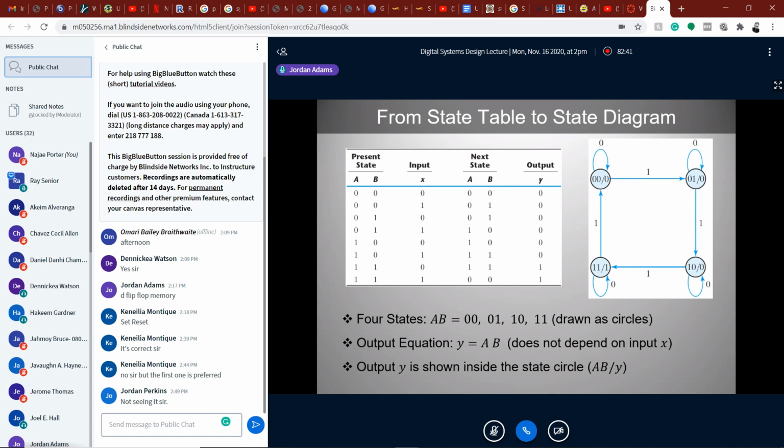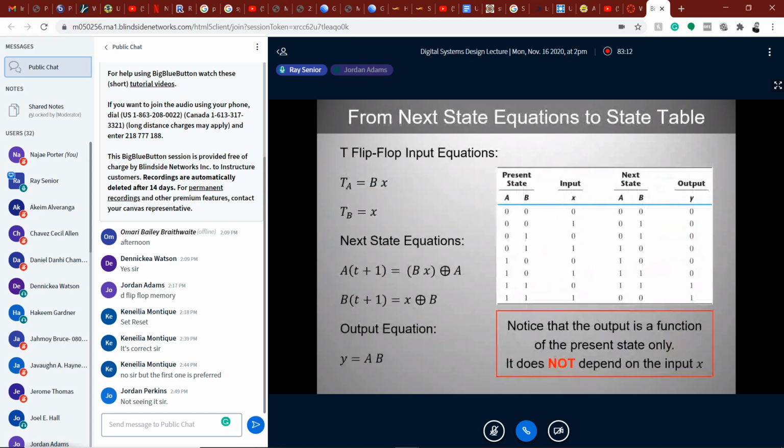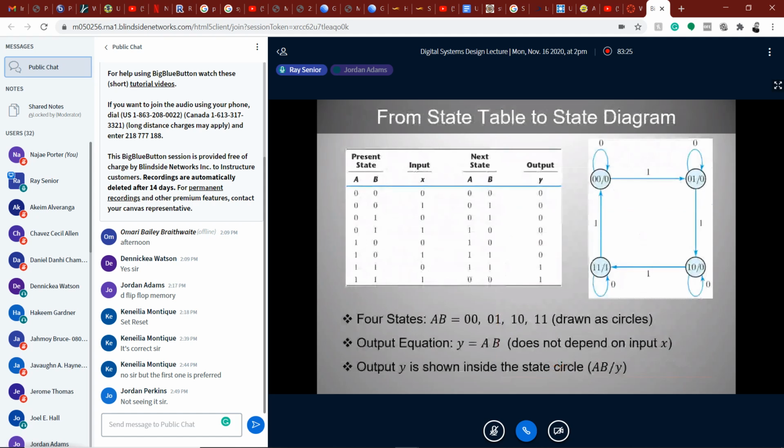So, sir, for this state diagram, the present state and the output are represented in the same circle. Yes. This is because the output has nothing to do with the input at all. The output is totally dependent on the present state. If you go back to the equation, you notice the output value Y is equal to A and B. It has nothing to do with X. Right. So the output achieves a value when it is in a particular state.